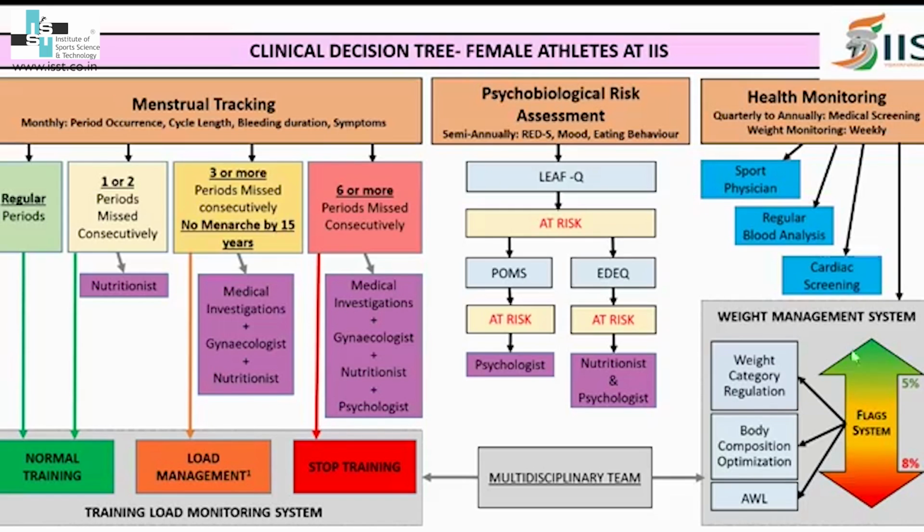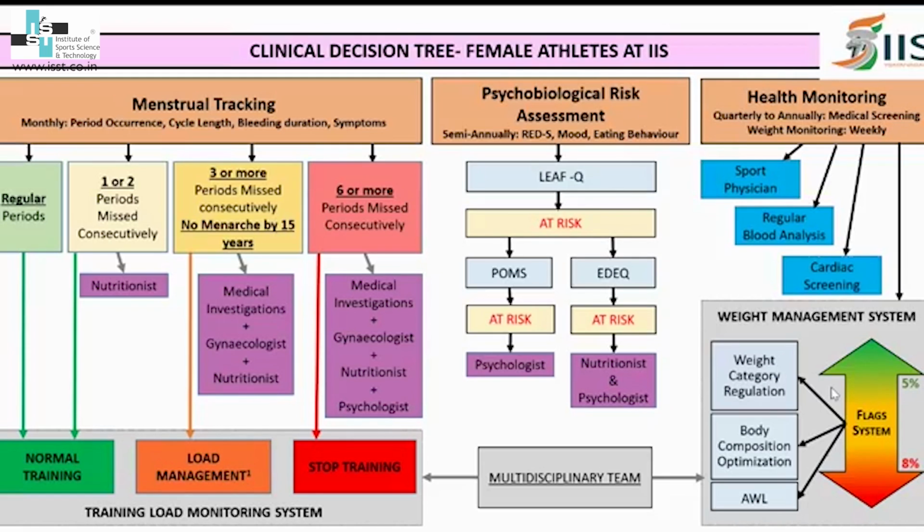If you see the top here of the arrow, if an athlete is between 5 to 8% up of their weight category, they would fall into an amber zone. And if an athlete is more than 8% of their target weight, the athlete would be in a red zone. Of course a lot goes into it, and there are different strategies to bring an athlete back into a green zone, and the nutritionist has to play a huge role when we're dealing with such a system.